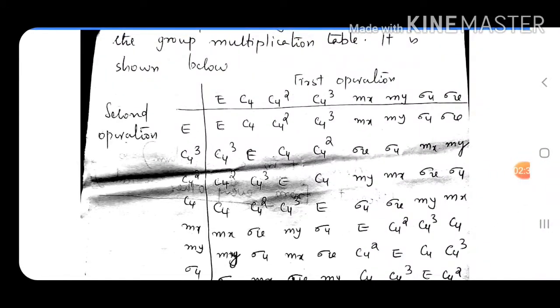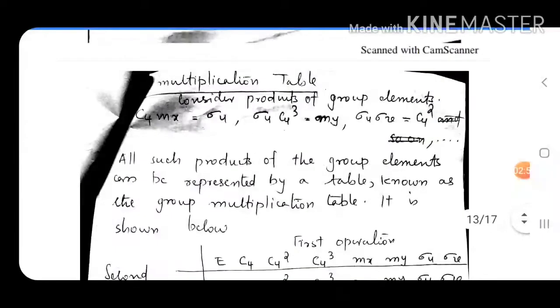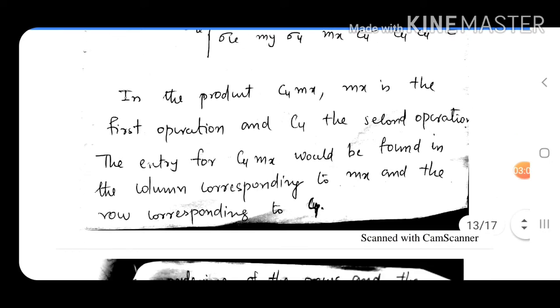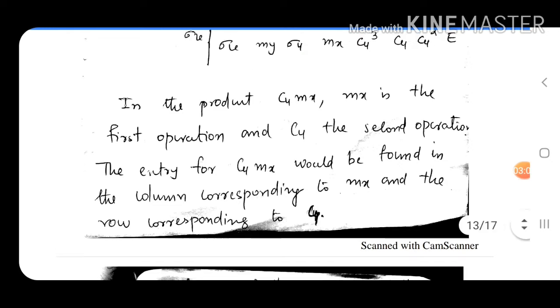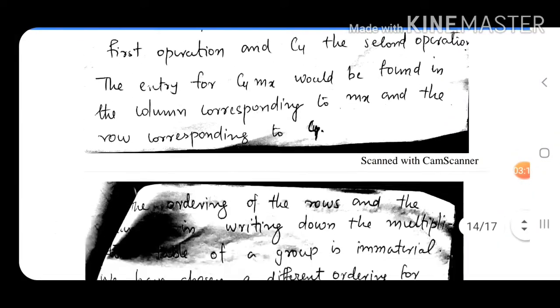So the product of various elements in the group can be represented by this group multiplication table, and that example is again given here. In the product C4mx, mx is the first operation, and C4 is the second operation. So the entry for the product C4mx would be found in the column corresponding to mx, and the row corresponding to C4.